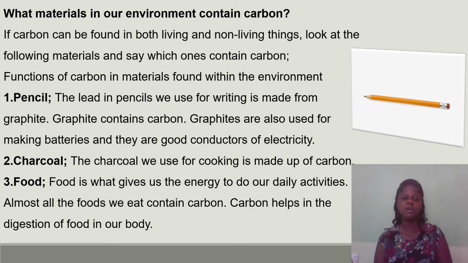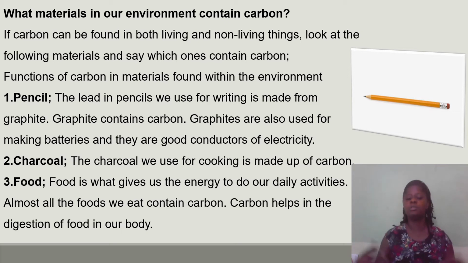Now, there are some materials in our environment that contain carbon. It can be found in both living and non-living things. When you talk about things in the environment that contain carbon, we can talk of the pencil, the pencil that we use in writing and drawing at school. They have a component of what? Carbon in it.